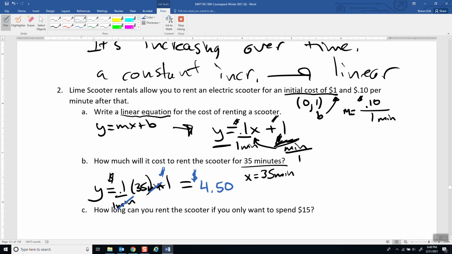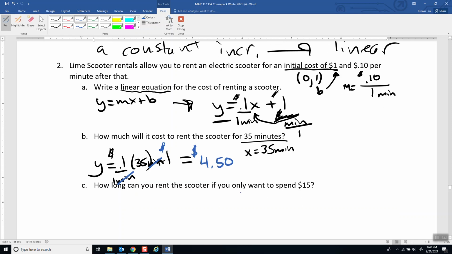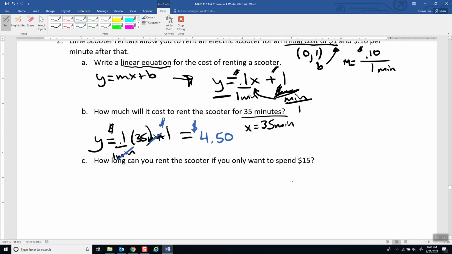Come on. All right, so how long can you rent the scooter if you only want to spend $15? Well, notice the units on that are dollars, so that tells us we're definitely in the y equals value. And what we want is the x value. How many minutes is this? All right, well, we'll use our equation again, $15. That's going to equal the $0.1 per minute. Look at me not being lazy.